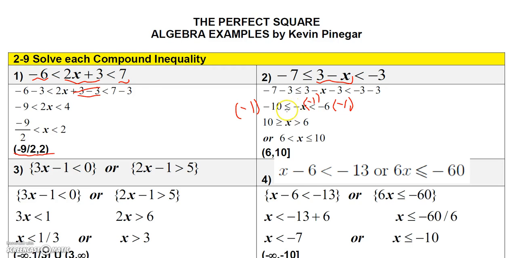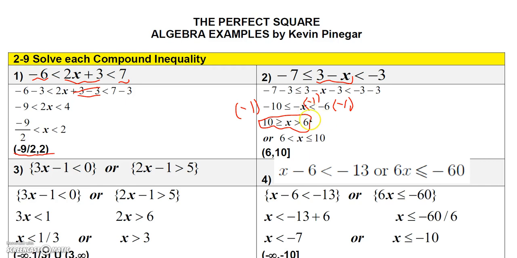So notice here, when I get down here, I get negative 1 times negative 10 is 10, but remember the sign changes from less than or equal to greater than or equal to. And then of course minus x times minus 1 is x. And then here the sign changes from less than to greater than. And then negative 6 times negative 1 is 6. So I get x is trapped between 6 and 10 sort of.